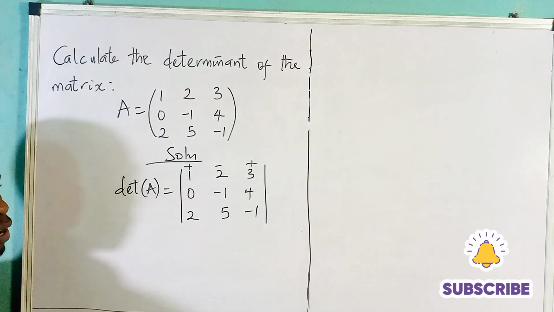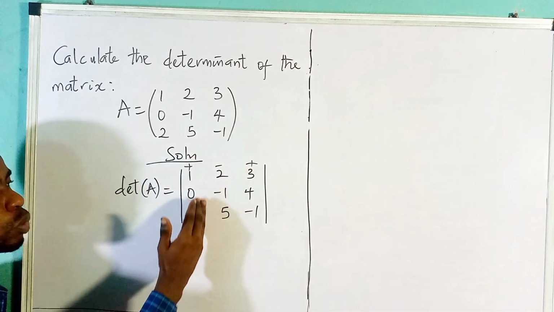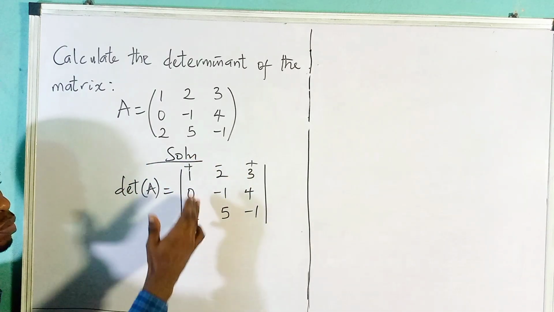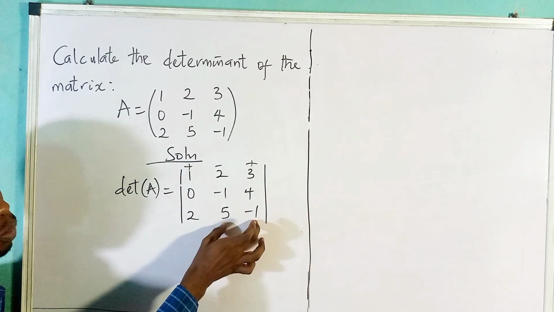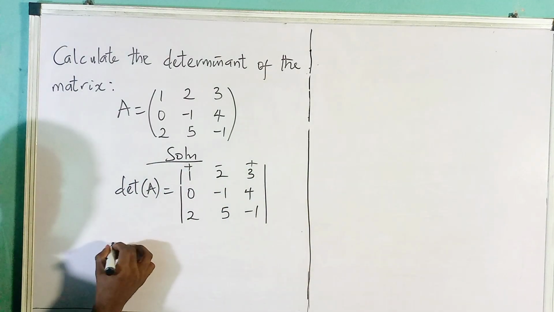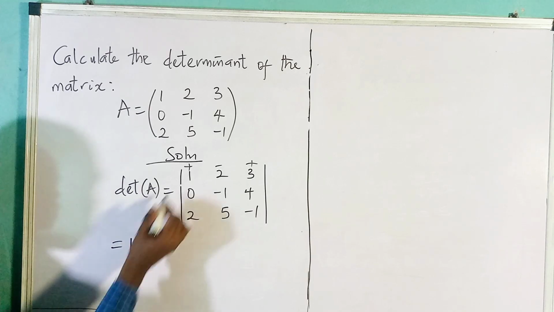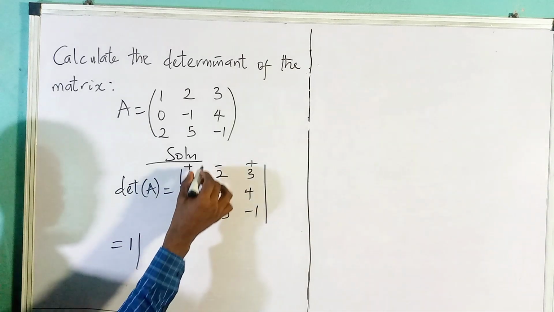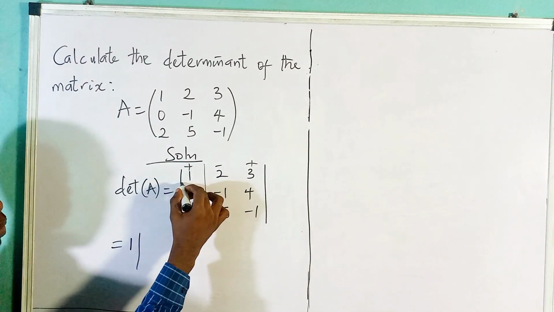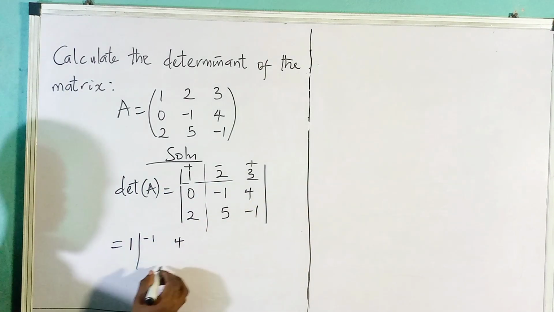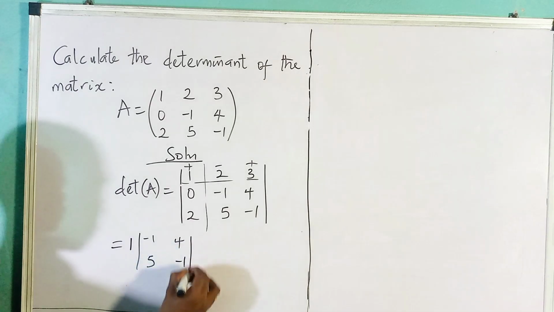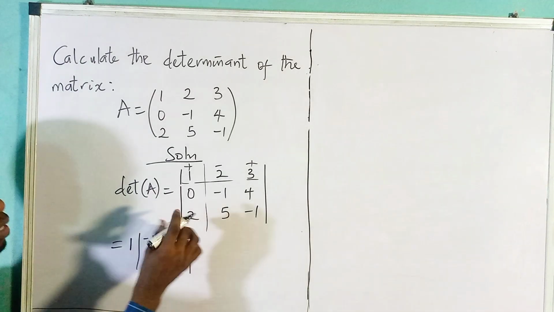The determinant is found by, first of all, removing the first row and the first column. Working with this, we have 1, which is positive, 1 plus 1. Remove this column and this row. We are left with minus 1, 4, 5, minus 1. That is for the first one.